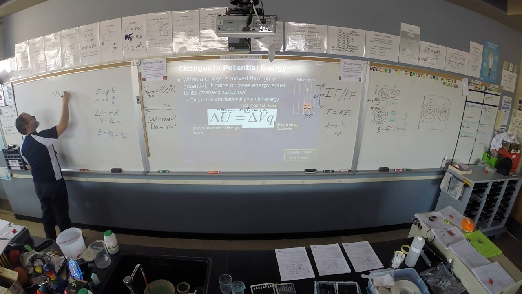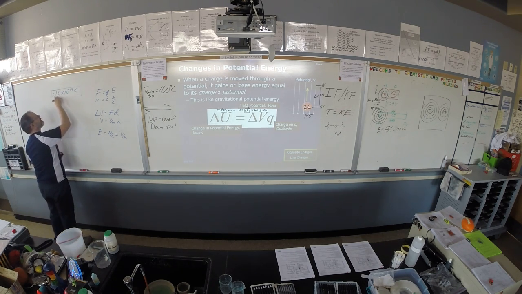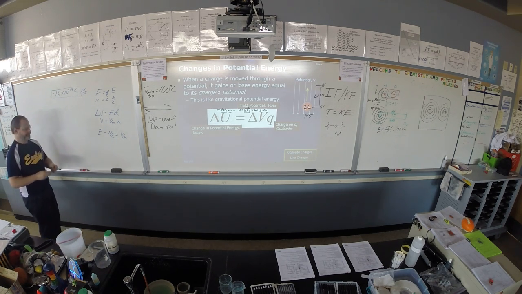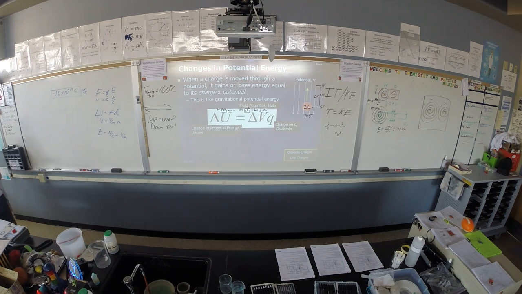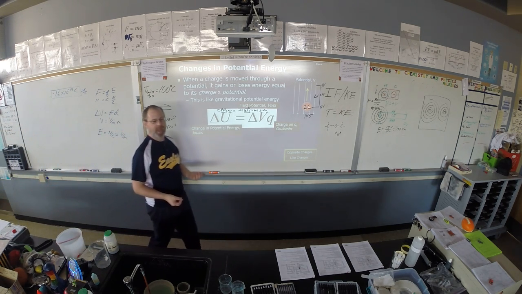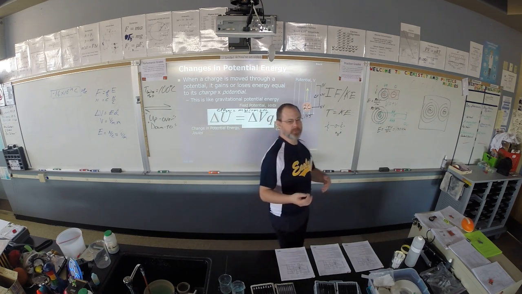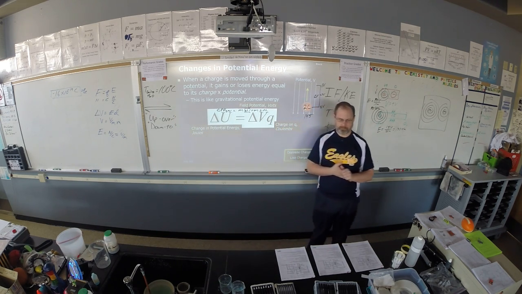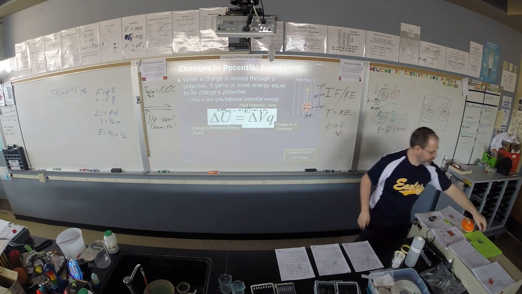Great. Negative 1.6 times 10 to the negative 19 coulombs. This is, get ready, Q sub E. It is the fundamental charge of an electron. It is the smallest charge that can exist, and every charge will be a multiple of this value. I think it's on your formula sheet.